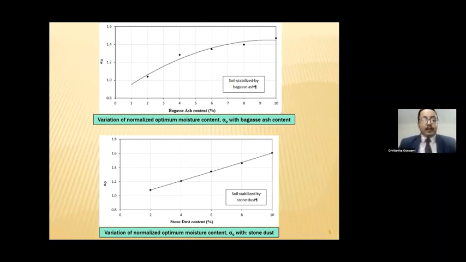The second figure depicts the variation of alpha 0 with increasing content of stone dust. The normalized optimum moisture content was observed to increase in the range of 1.09 to 1.61 as the content of stone dust increased from 2% to 10%, the pattern of variation being relatively linear. The value of alpha 0 greater than unity indicated an increase in optimum moisture content due to the addition of admixtures, the value being slightly higher in the case of stone dust.